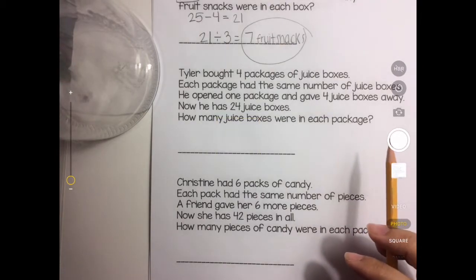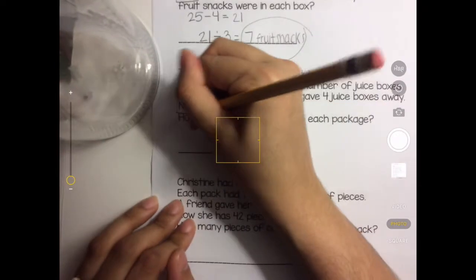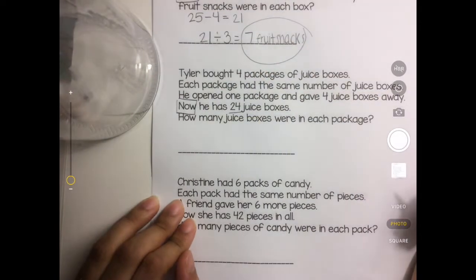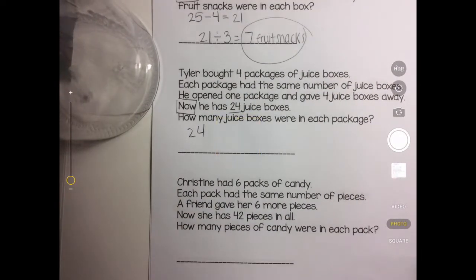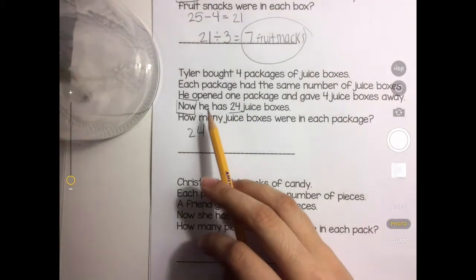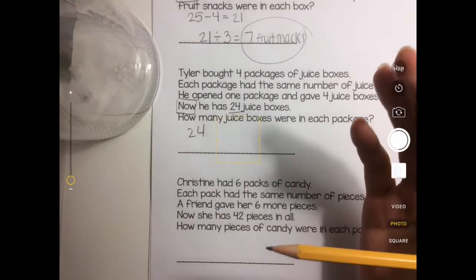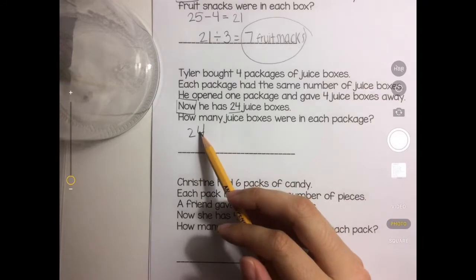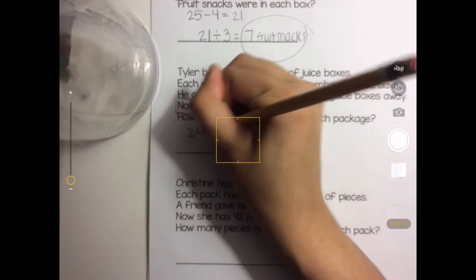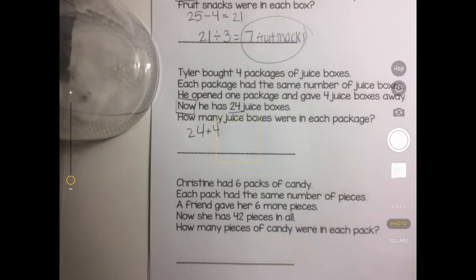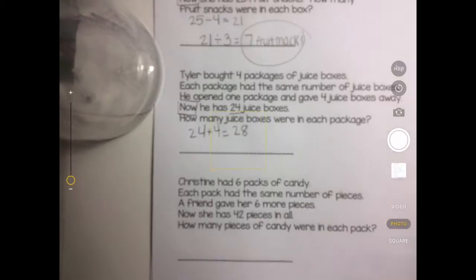So again, we're going to start with how many we know that he had or has. Now he has 24. So that's what we're going to start with. We know that he has 24 juice boxes. However, he opened up one package and gave 4 away. So if he gave 4 away, that means that he had more than this, because this is how many he has now after he gave 4 away. So we have to add in those 4 that he already had before he gave them away. And he had 28 juice boxes.